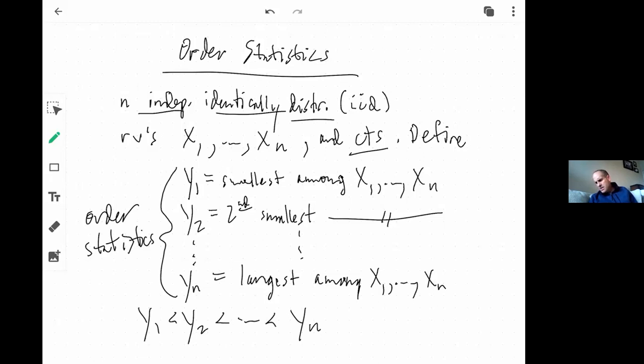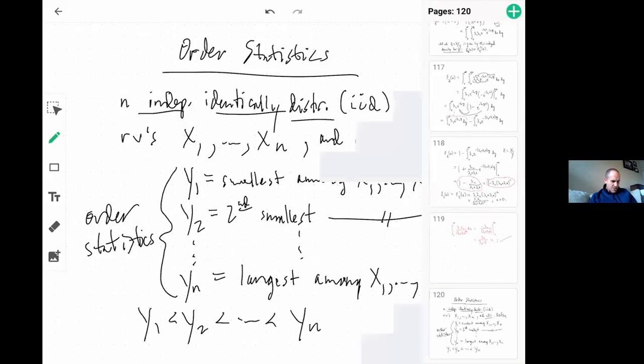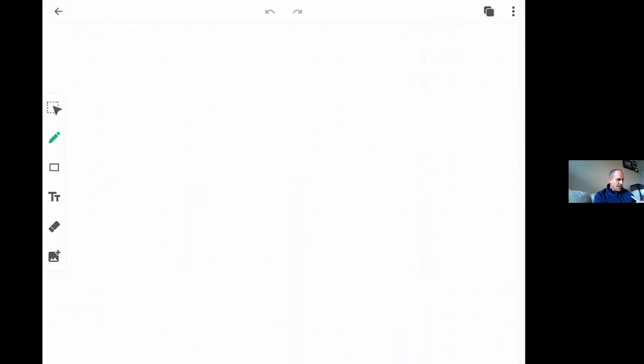So how on earth would we ever actually determine what the distribution of these guys are relative to the original random variables? That's going to be our goal, to determine what the distribution of the y's are given the distributions of the various x's. And then we'll do an example and see how all of this plays out in practice.